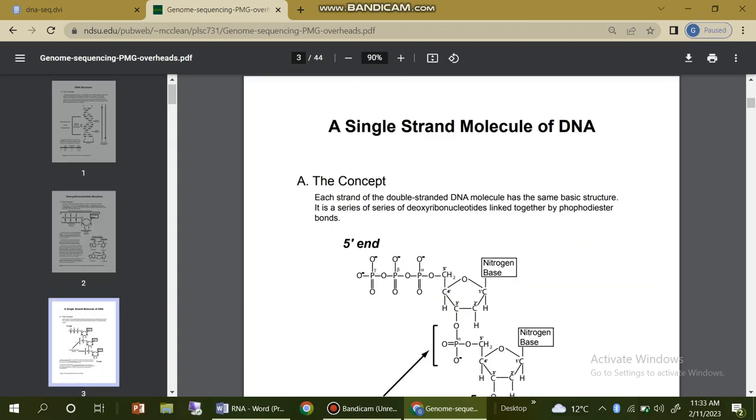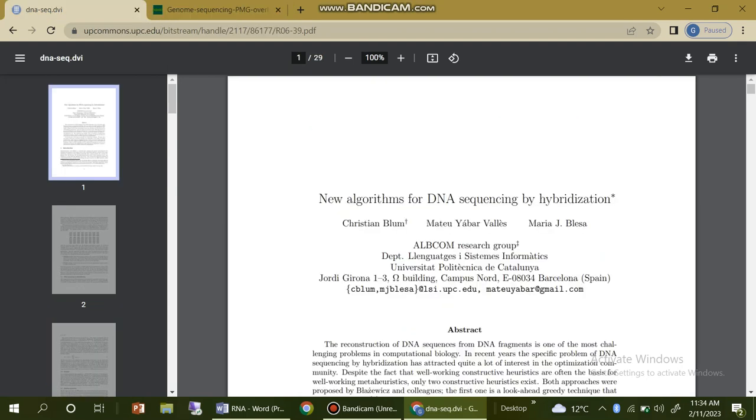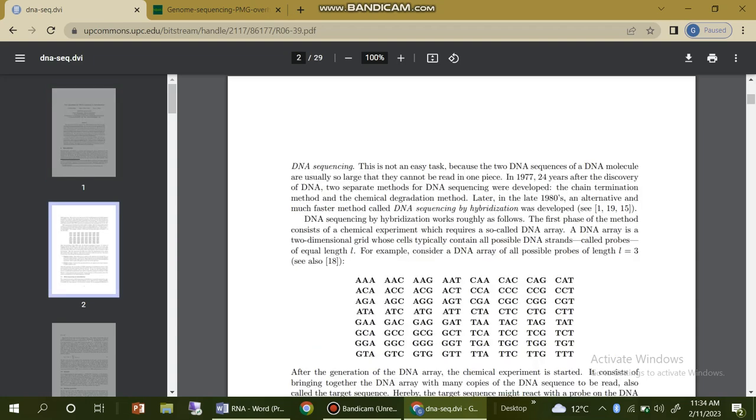Also, you can see here a single strand molecule of DNA. Each strand of the double stranded DNA molecule has the same basic structure. It is a series of nucleotides linked together by phosphodiester bonds. Also, we discuss in detail here a new algorithm for DNA sequencing by hybridization. I can scroll it, and you can see here DNA sequencing.